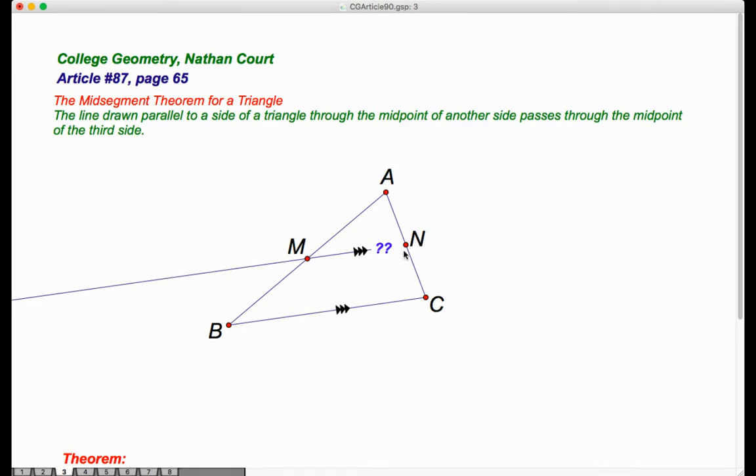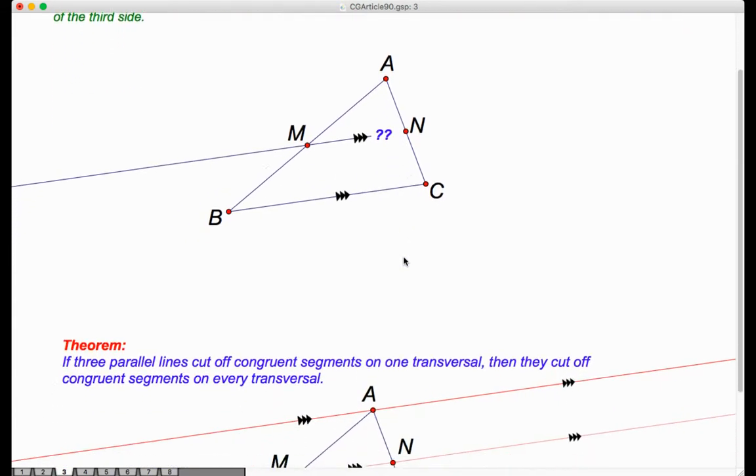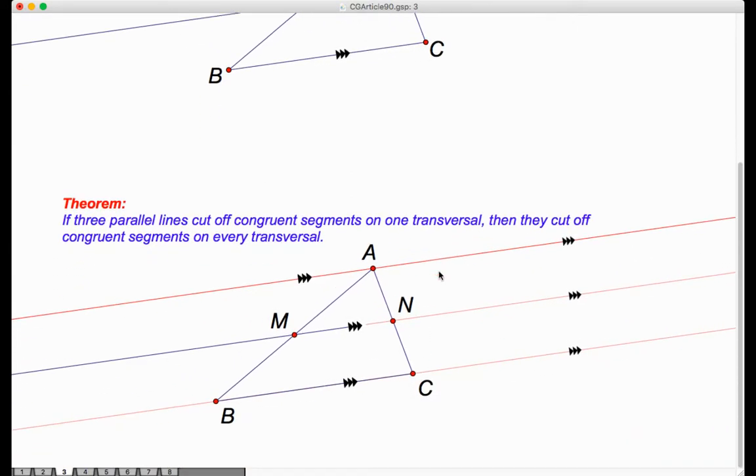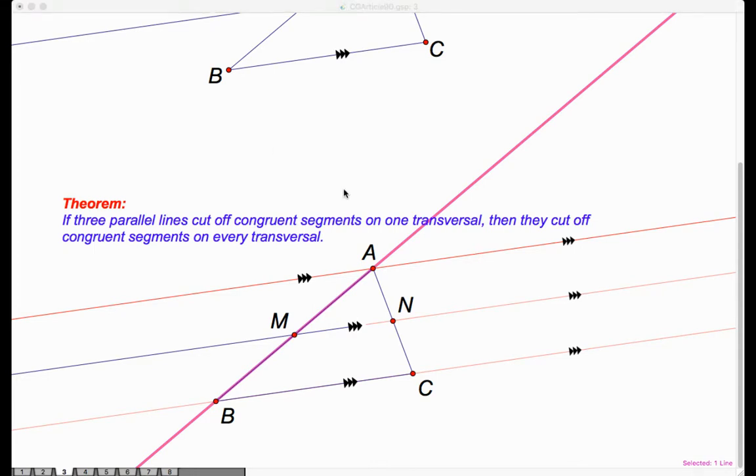But to prove this, it's much easier to consider what we learned before, that if you have three parallel lines and you have a transversal, say this is the transversal here, let me construct that particular line, and the color of that line, let's make that one green.